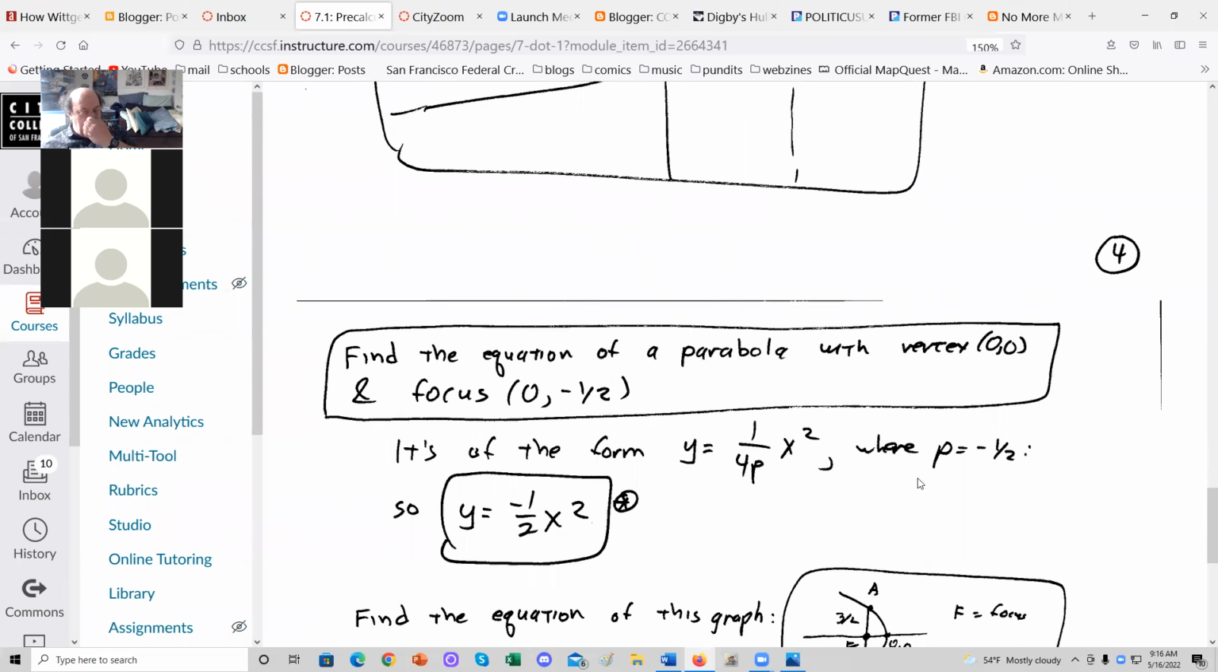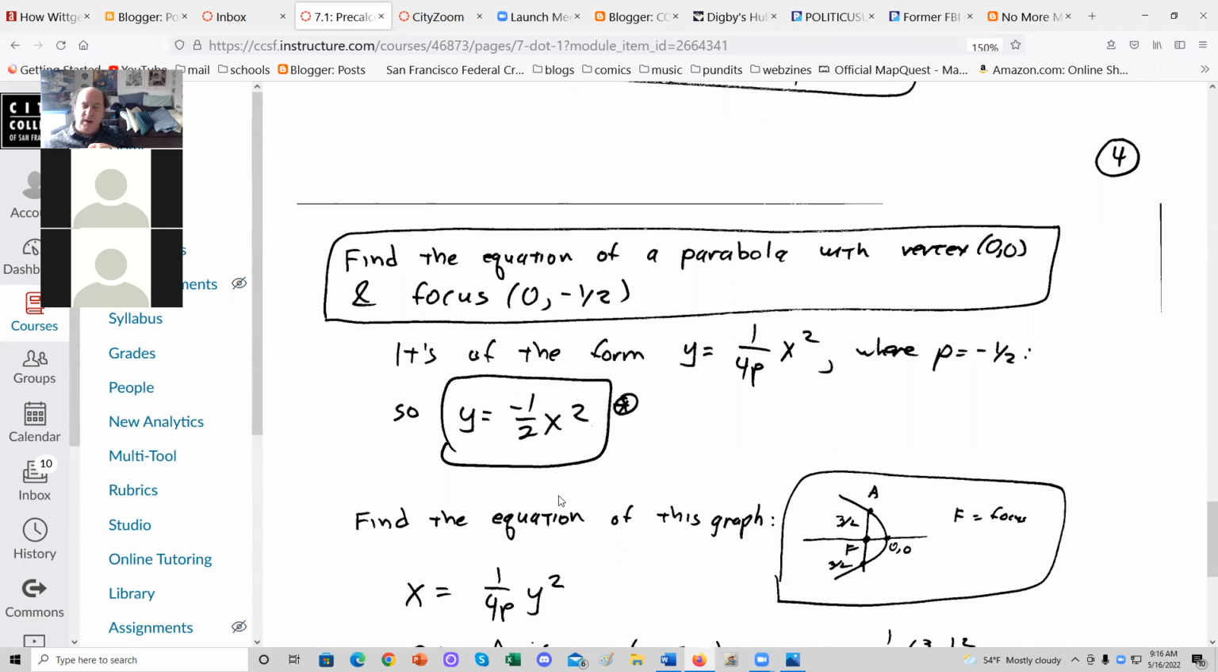Now here we have the equation of a parabola with vertex 0 by 0 and focus 0 by negative a half. So, okay, it's of the form y equals 1 over 4p x squared, where p equals negative half, so y equals negative 1/2 x squared.